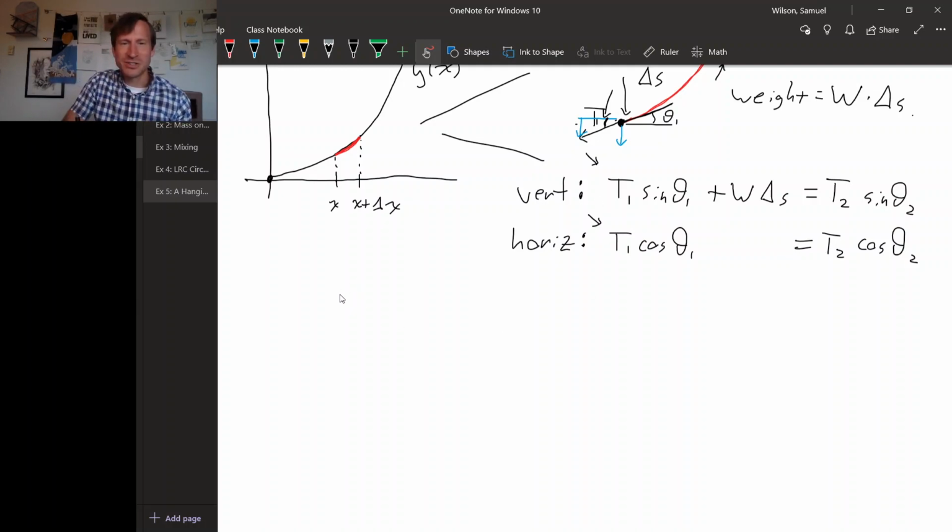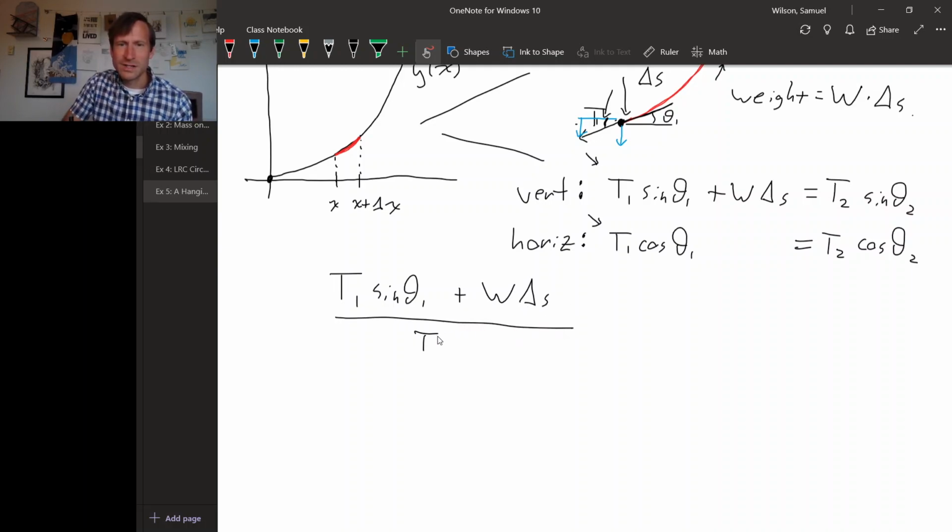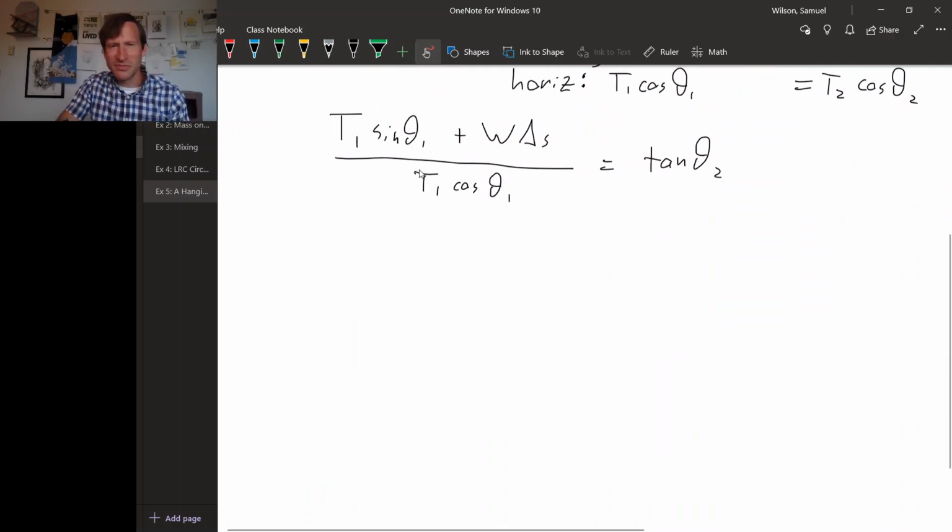So when we divide these equations, we get T1 sine theta 1 plus W times delta S all over T1 cosine theta 1. And then on the right-hand side, the T2 actually cancels immediately, and we get sine theta 2 over cosine theta 2. That's tangent theta 2. Okay. All right. Now let's continue simplifying this a little bit. We could have T1 sine theta 1 over the denominator plus W delta S over the denominator.